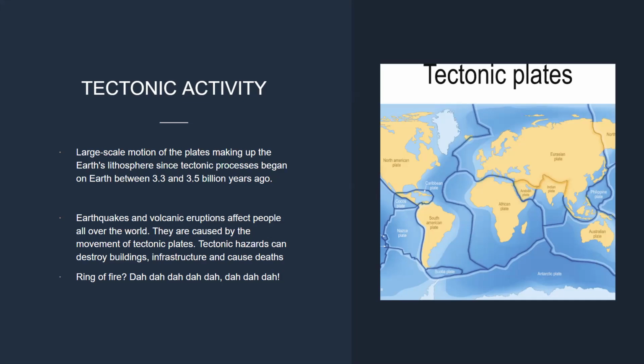So tectonic activity is a large-scale motion of plates making up the Earth's lithosphere. Since tectonic activity began on the Earth between 3.3 and 3.5 billion years ago, earthquakes and volcanic eruptions affect people all over the world. They are caused by the movement of tectonic plates. Tectonic hazards can destroy buildings, infrastructure, and cause death. A lot of tectonic activity can also result in volcanic activity.